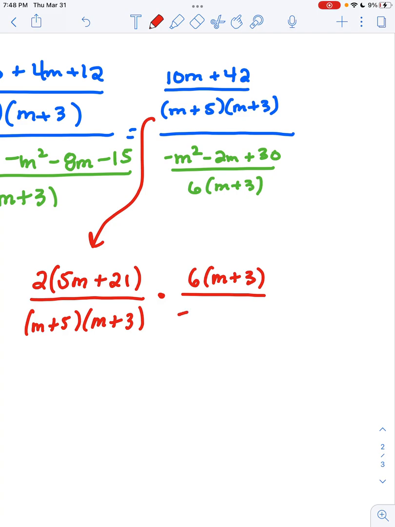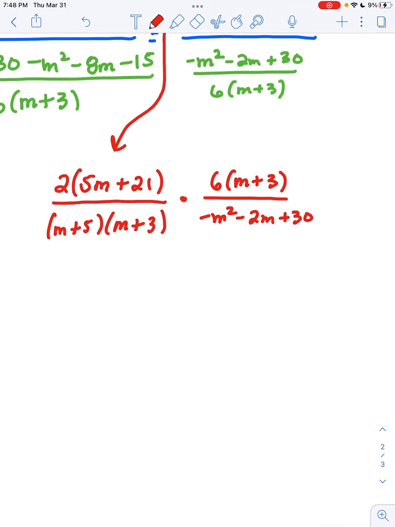So now we have negative m squared minus 2m plus 30 in my denominator. Things that can cancel out, looks like just the m plus 3 common factors. And that would be it. So here's how I would write my final answer.